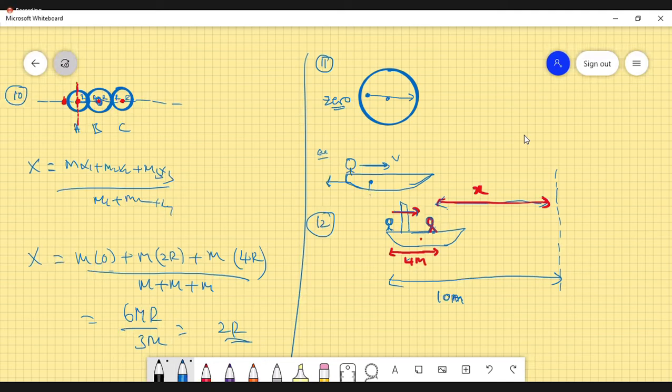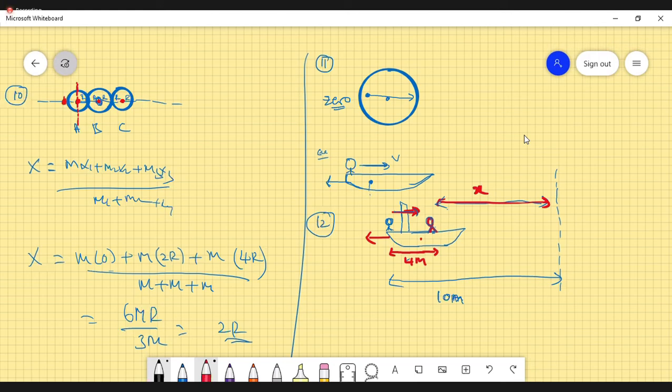Now what happened? The dog is moving in the forward direction, which means the boat will move in the opposite direction. So if the opposite direction is 4 meters, then this distance would be 6 meters.